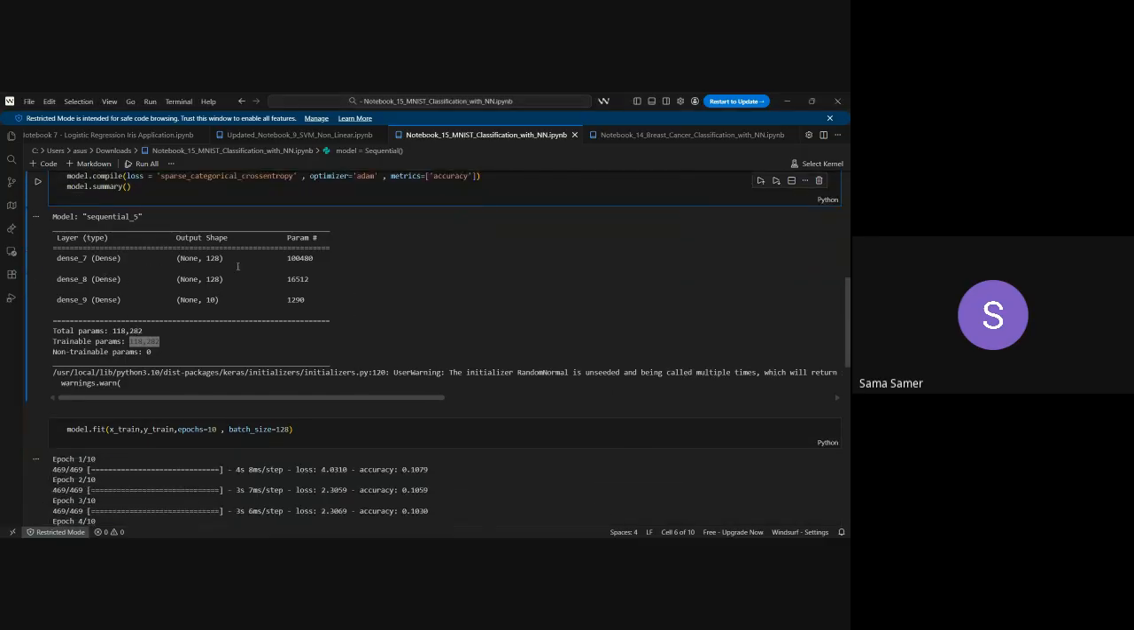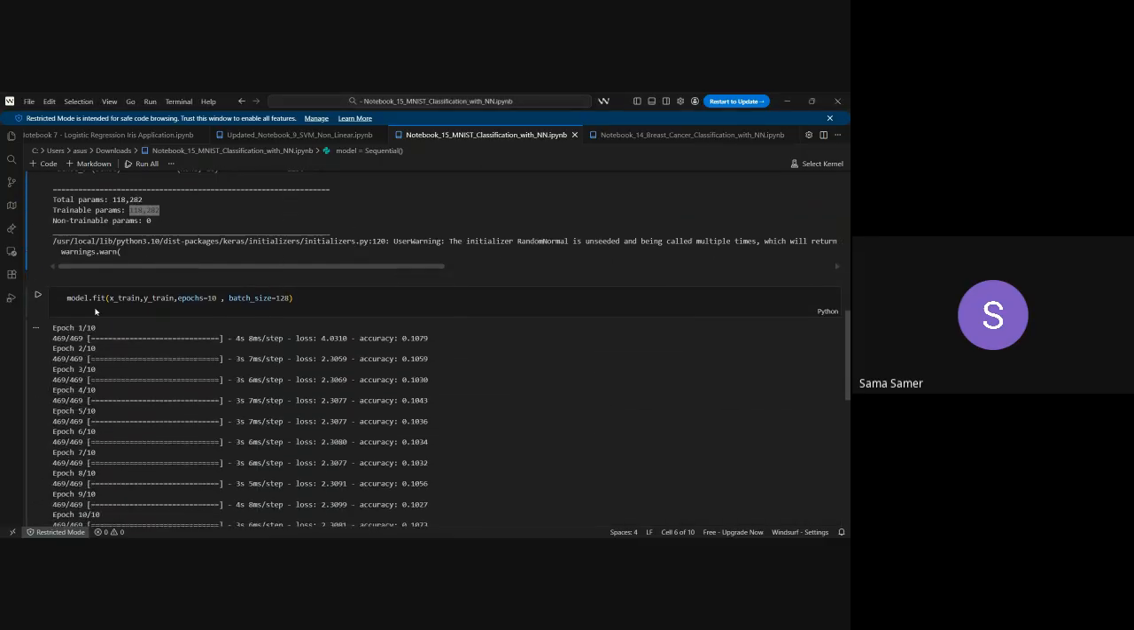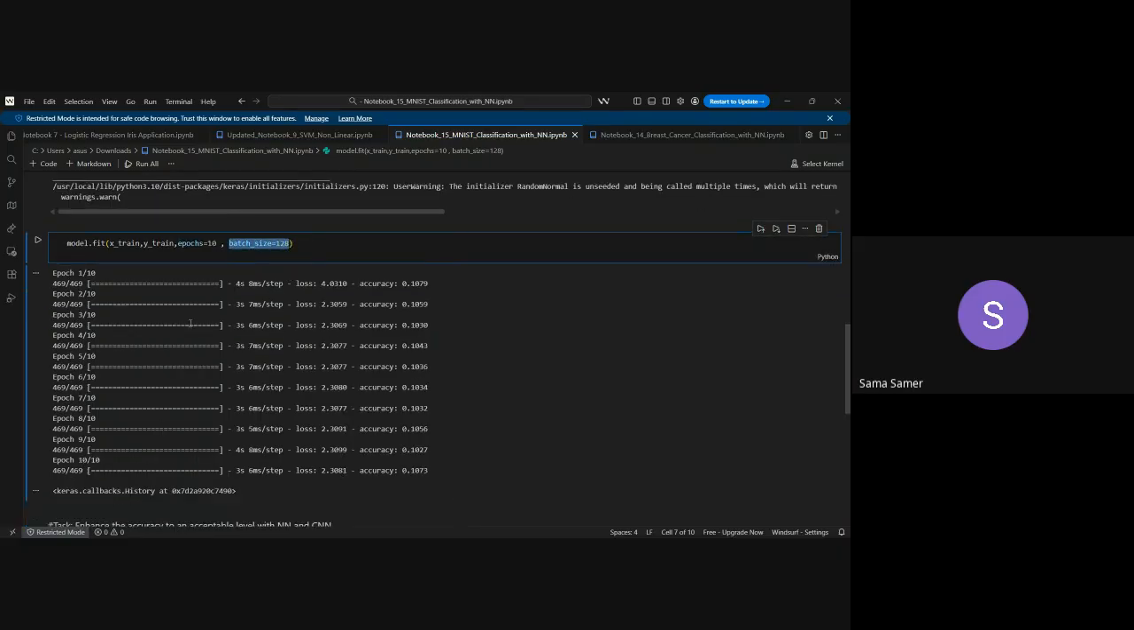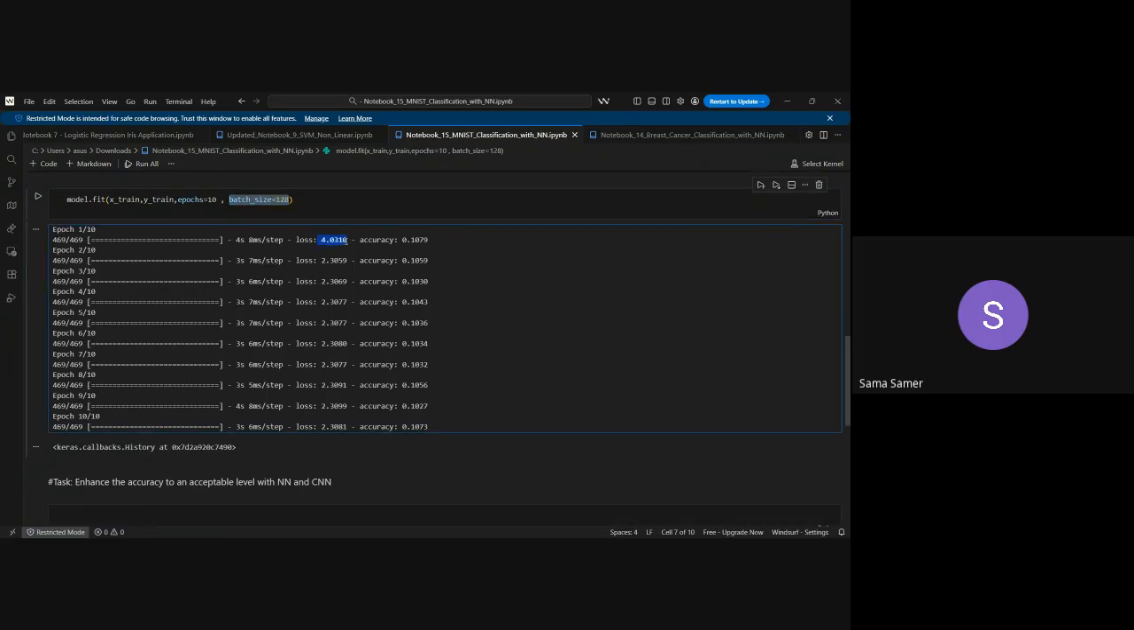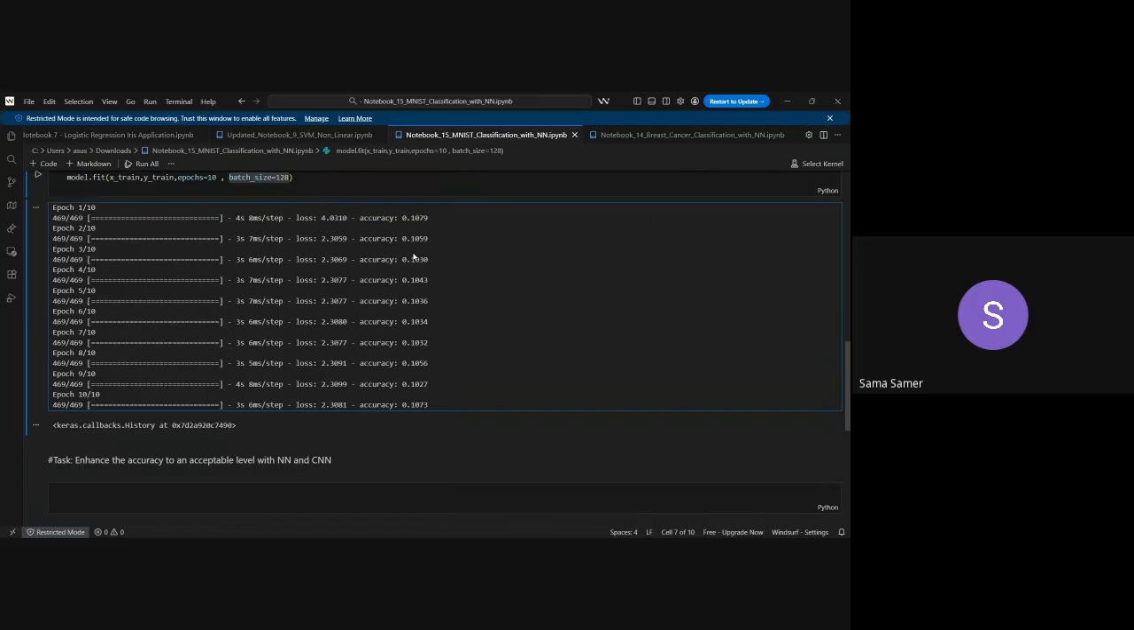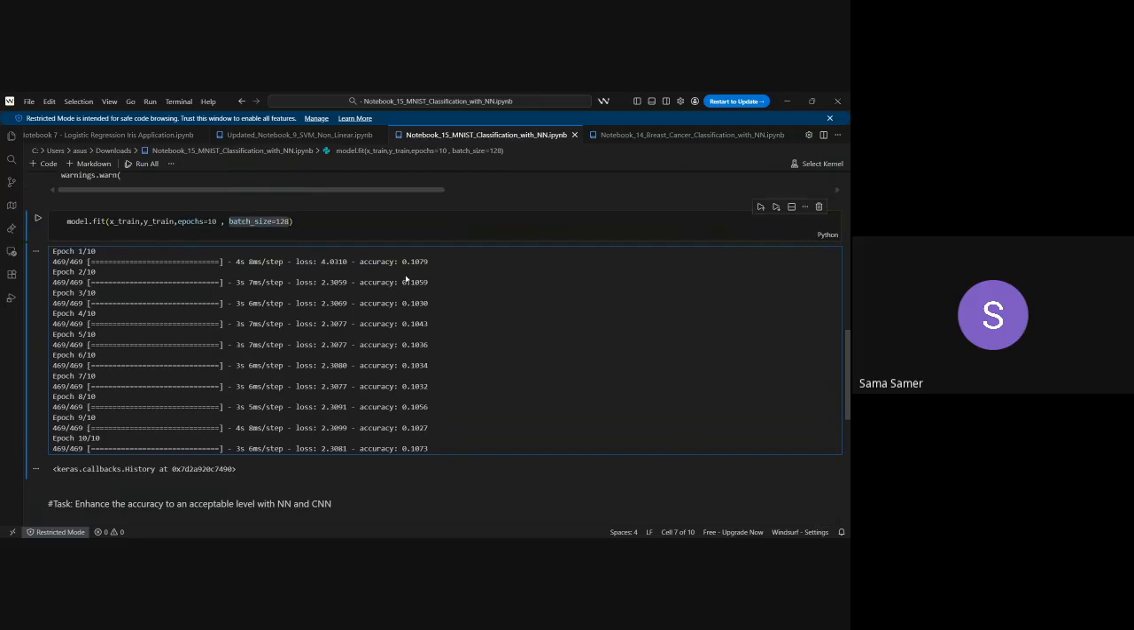And here is our output and the number of parameters. Then we fit our data inside our model, which is the NN. We have 10 epochs, 10 trials, and the batch size is 128. And here is our data set with a loss of 4 in the beginning, and lastly a loss of 2.3 with an accuracy of 10%. This is not bad, but I will leave the enhancement to you. So you can enhance your data according to what you see inside this data.